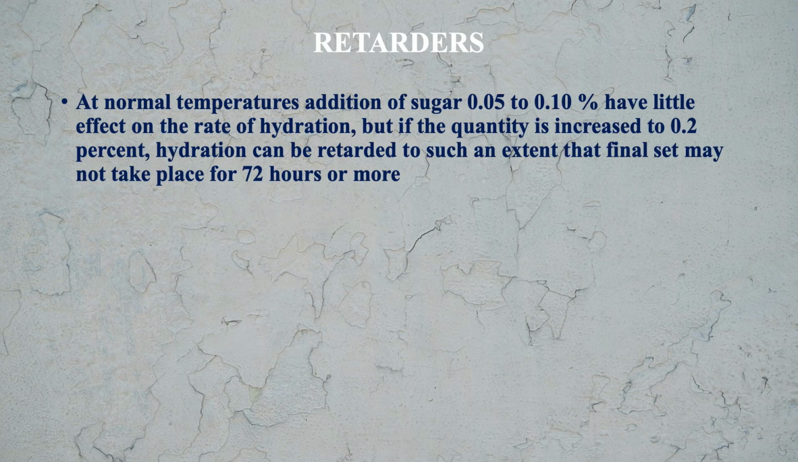At normal temperatures, addition of sugar at 0.05 to 0.1% has little effect on the rate of hydration. But if the quantity is increased to 0.2%, hydration can be retarded to such an extent that final set may not take place for 72 hours or more. Means setting will not take place even after 3 days.